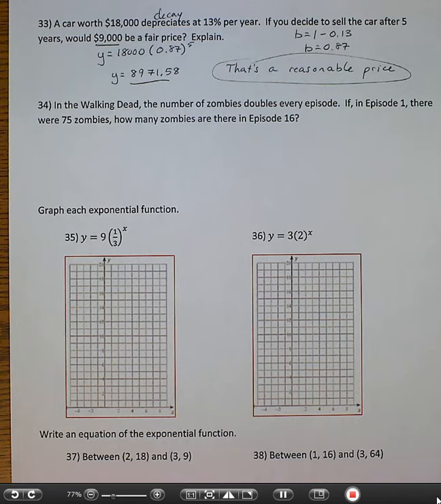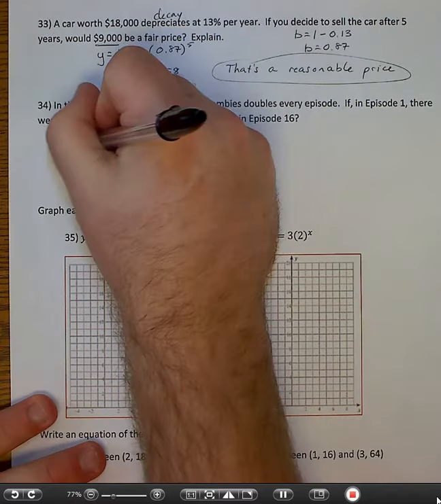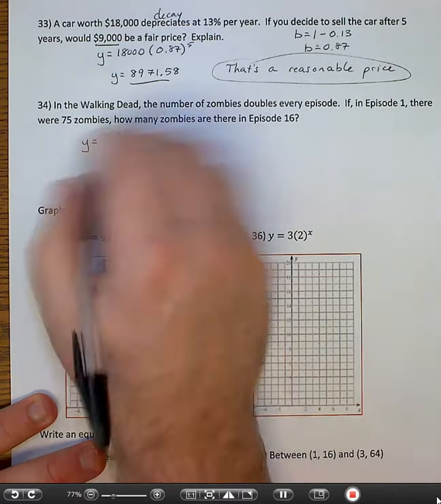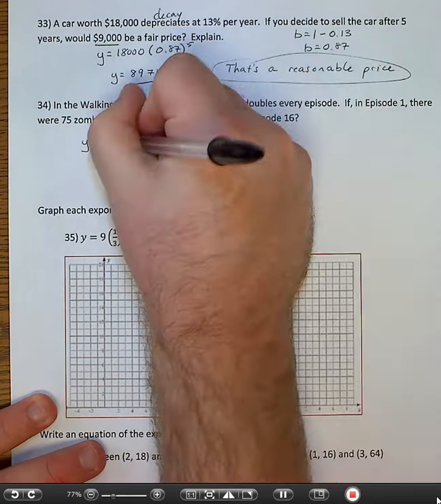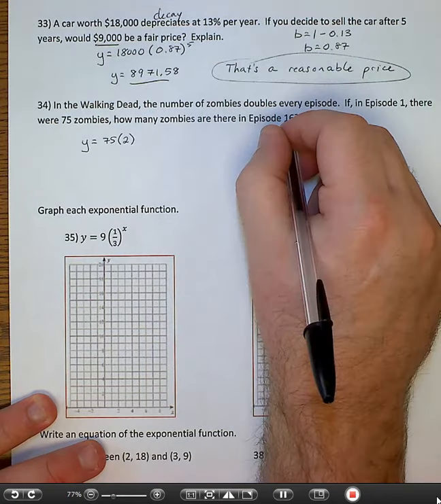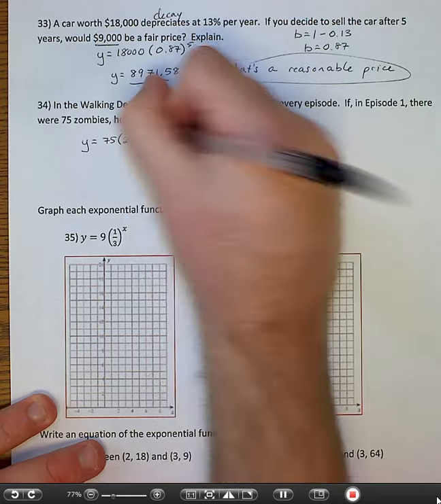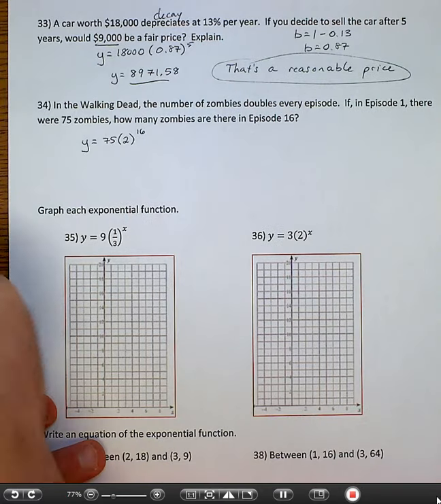34. In The Walking Dead, the number of zombies doubles every episode. If in episode 1 there were 75 zombies, how many zombies are there in episode 16? So the original is 75. If they double, that means B equals 2. Episode 16, so 16 episodes. There's my equation, 75 times 2 to the 16.